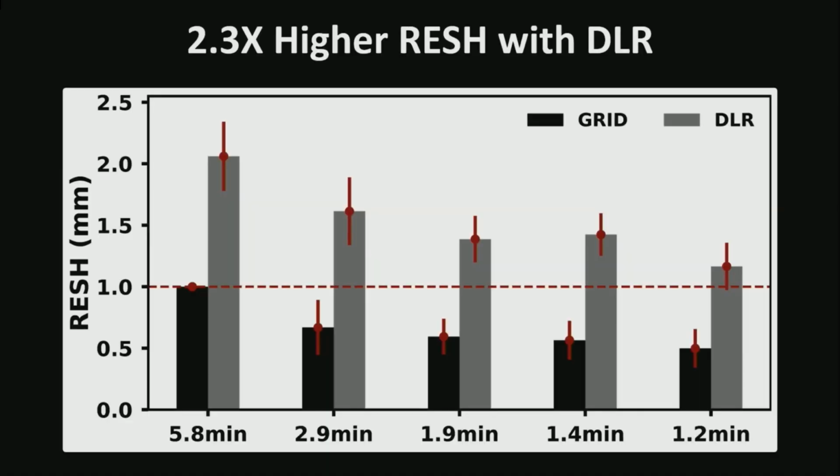On average, on all patients and subjects, we do see around 2.3 times sharper images with deep learning and CG-SENSE compared to the gridding counterpart. And again, more importantly, we do see that 1.2 minutes deep learning with CG-SENSE allows similar or better relative edge sharpness compared to the 5.8 minute gridding reconstruction reference scan.